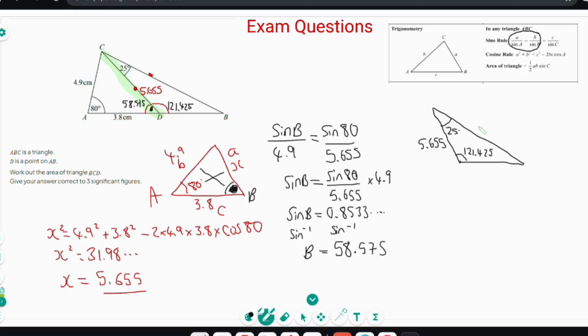So I need to get this length here. So do I have opposites? Well, I don't. Can't use cosine rule either. But we know, don't we, that angles in a triangle add up to 180. So if I work out this angle here, I then have a pair of opposites, and this length is opposite that angle, so I've got two pairs. Right, so let's get this angle then. Angles in a triangle add up to 180. 180 minus 25 minus 121.425.